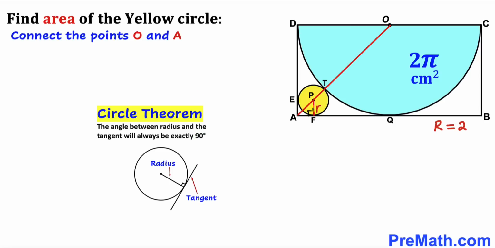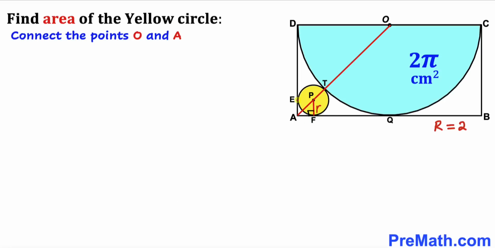Therefore, in our case, this angle is going to be 90 degrees since this is our radius and this is our tangent line. Now we can see that this EP is also the radius of this yellow circle. If this is our radius r, then this AF is going to be our radius r as well. And now let's focus on this tiny right triangle AFP and apply the Pythagorean theorem.